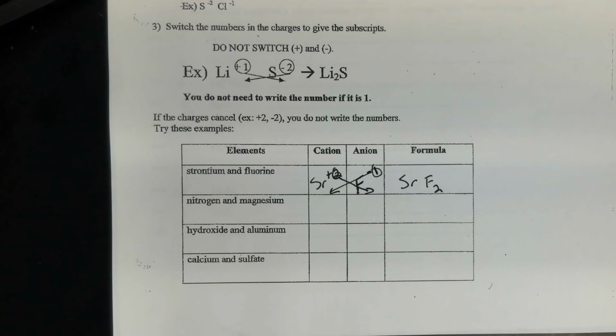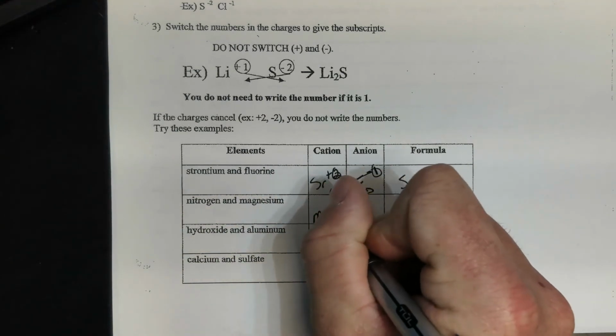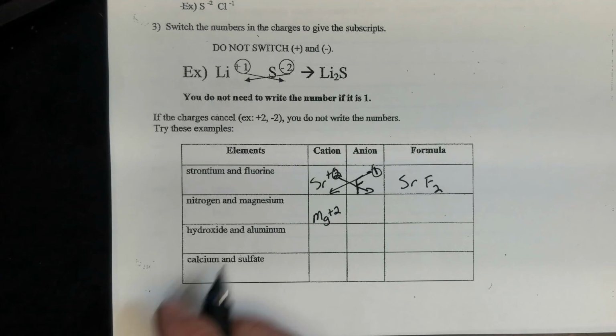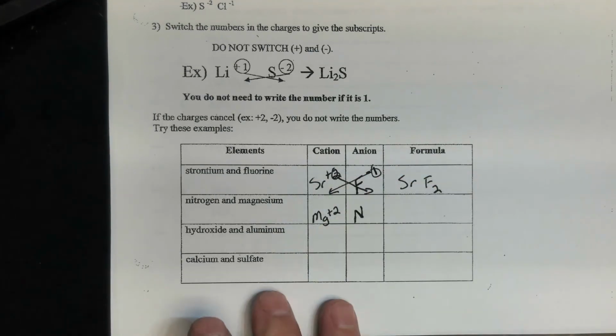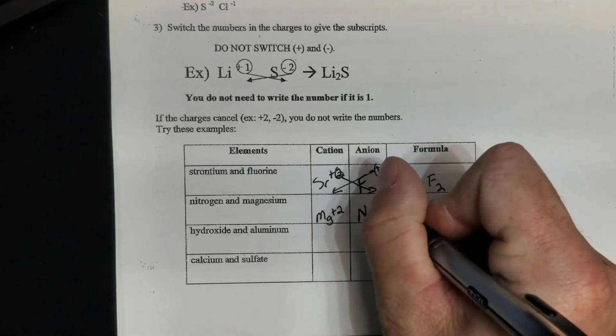Nitrogen and magnesium. So magnesium is going to be our cation. It's just like strontium. It's going to be a +2 because it has 2 valence electrons, and it's easier for it to lose those 2 than to gain 6 to get to 8. So our nitrogen is in group 15, which means it has 5 valence electrons. So it wants to become an anion and become -3.